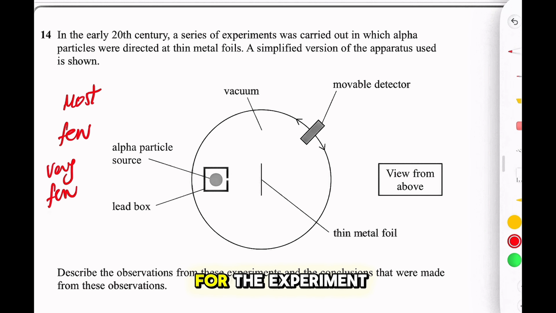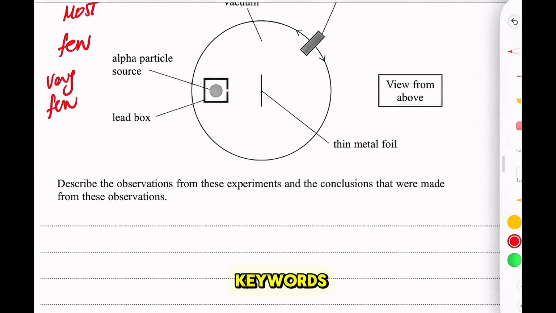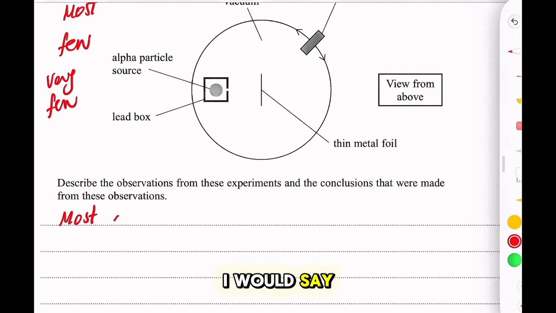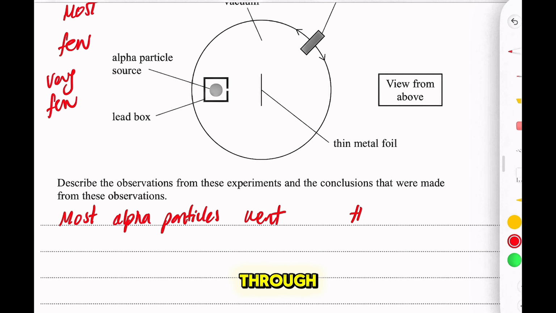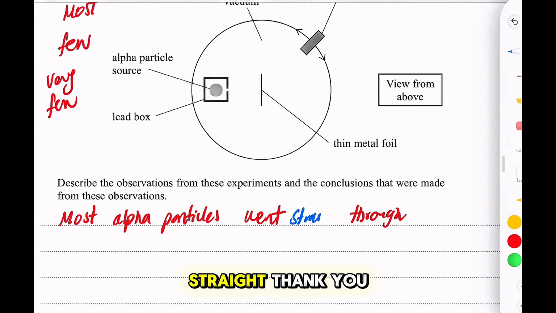Definitely, it's the Rutherford experiment: alpha particle source, lead box, vacuum, movable detector, and thin metal foil. So I'm going to use my keywords. Most, I would say, alpha particles went through. If I missed the word straight, thank you, your name is mentioned in the examiner report. You made a fatal mistake and definitely you get minus 1. Do not say went through. You have to say went straight through.